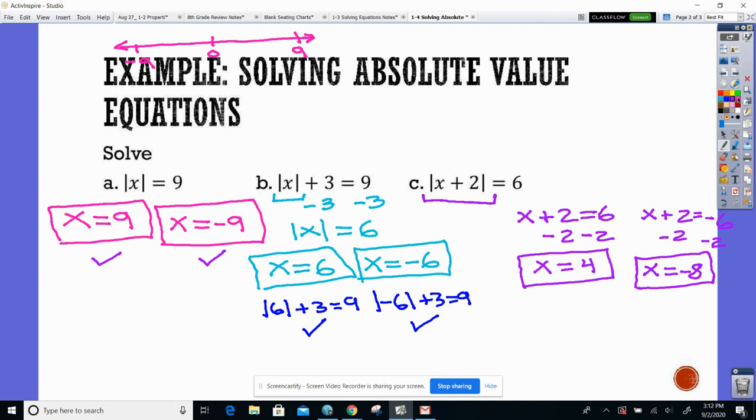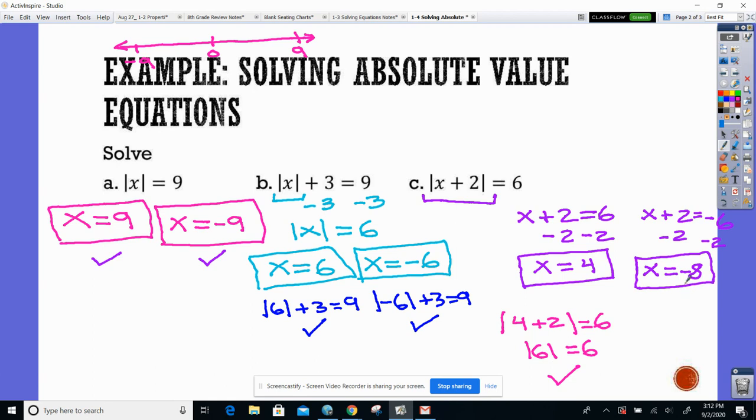And just like we've been doing, we do need to check this. So very quickly, we'll check it. So I'm just going to take my values and plug it into the original equation. All right, so the absolute value of 4 plus 2 equal to 6. All right, well, 4 plus 2 is 6. Does the absolute value of 6 equal 6? Yes, it does, so it checks out.